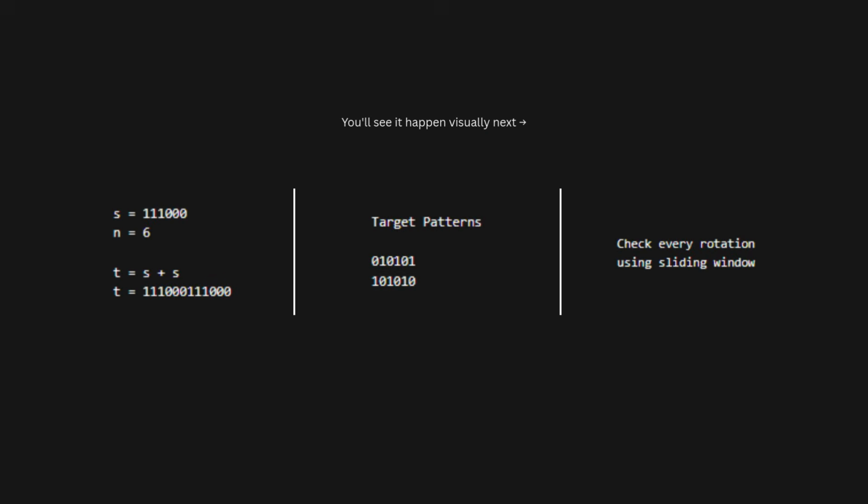For example, suppose the string is 1111000. The length of the string is 6. When we duplicate the string, we get 1111000111000. Now, every possible rotation appears as a window of length 6 inside this duplicated string. So we simply slide a window of size 6 across this duplicated string and compute the mismatch cost for each window. Now let's walk through this example step by step.